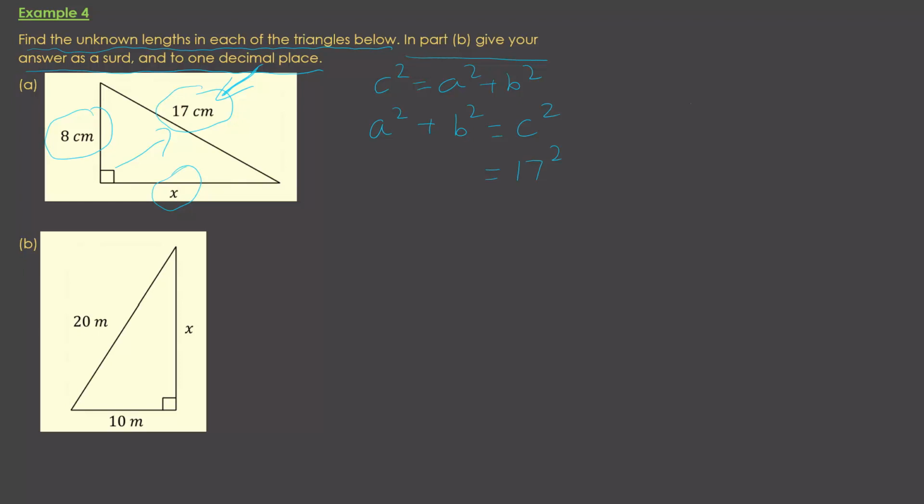Let's say that b is the one we know. Then I'll write plus 8 squared. And we're trying to find a. We've called it x, so we'll write down x squared. If we now subtract 8 squared from both sides of this equation, x squared is equal to 17 squared, take away 8 squared.